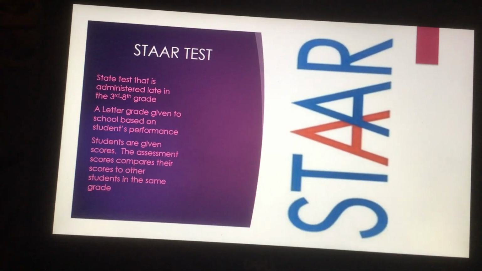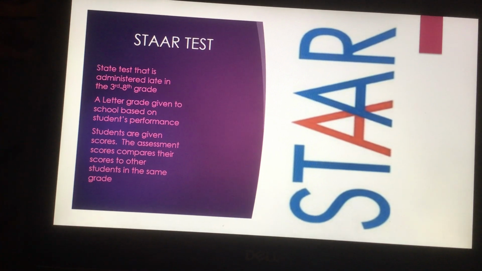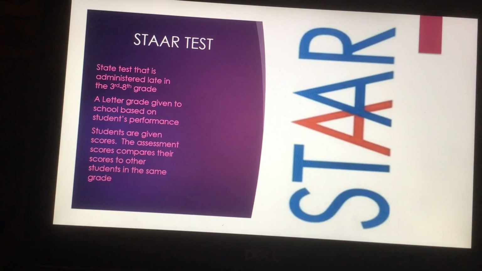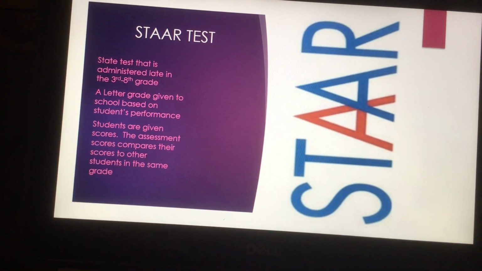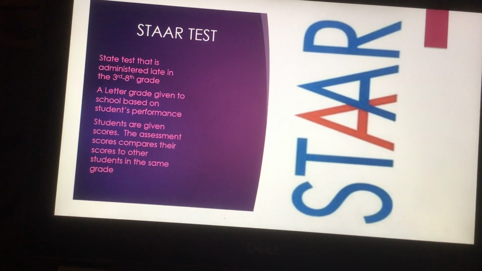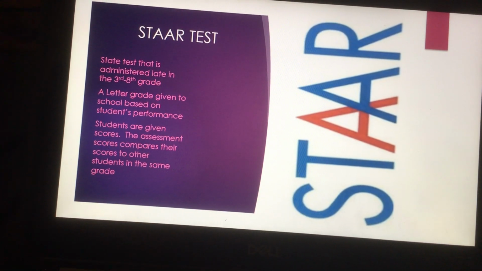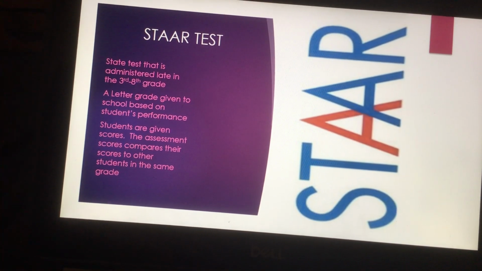The STAR test is a test that is administered late in the year to grades 3 through 8. A letter grade is given to the school based on students' performances. Students are given scores. The assessment compares their scores to other students in the same grade level.